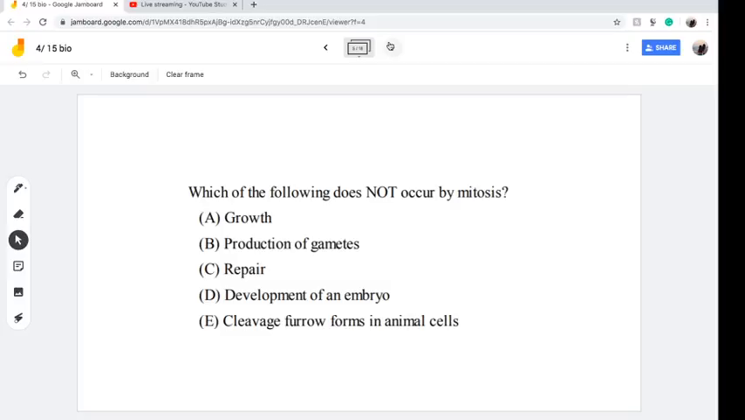So the correct answer for this question will be the production of gametes because mitosis only divides body cells, not gametes.